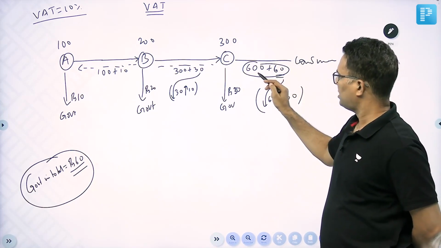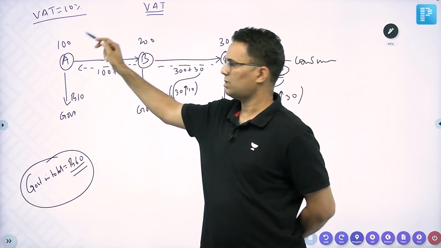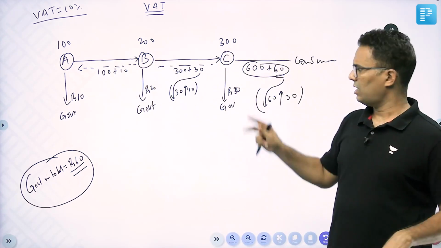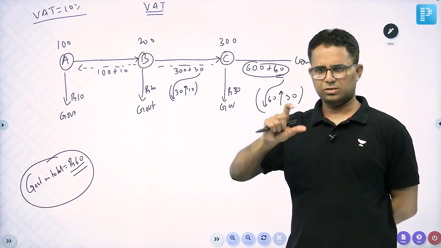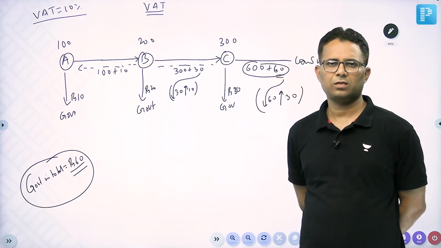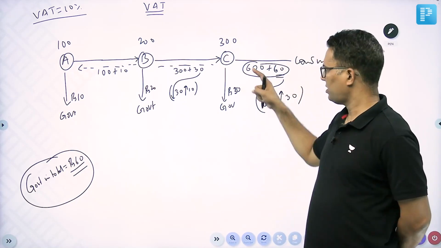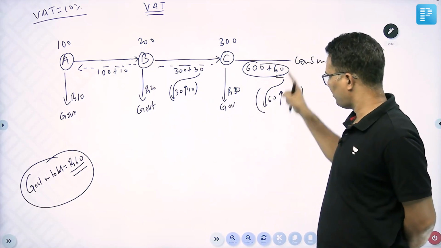And out of 600, 300 C keeps, 200 B keeps. Very simple mechanism. Even if this chain goes to 10, means to the length of 10 suppliers, doesn't matter. No cascading effect. Why no cascading effect? Because every supplier is paying tax on their value addition, and previous taxes are being paid by them.